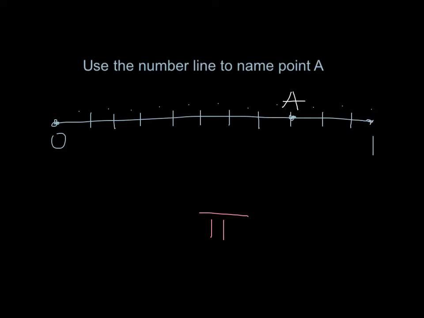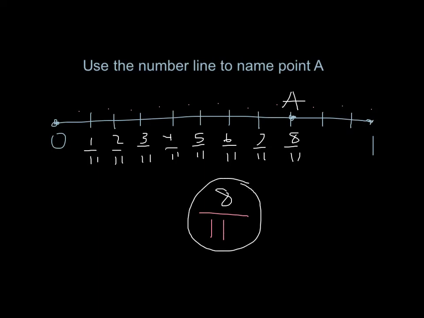Next thing I'm going to do is just count up my fractions or count the lines. So this is going to be 1/11, 2/11, 3/11, 4/11, 5/11, 6/11, 7/11, 8/11. And you can feel free to stop right there. Your answer is going to be 8/11. If I were to keep on going, I could see that this would actually perfectly match up because we've hit 11/11, which happens to be the whole number of 1.